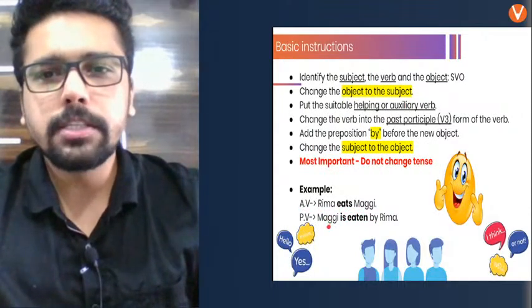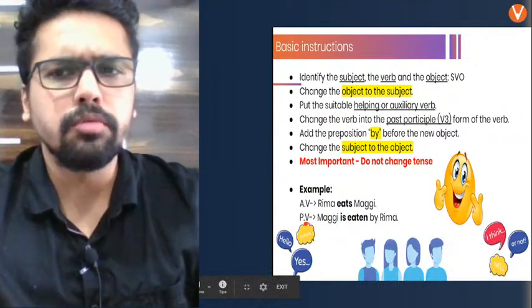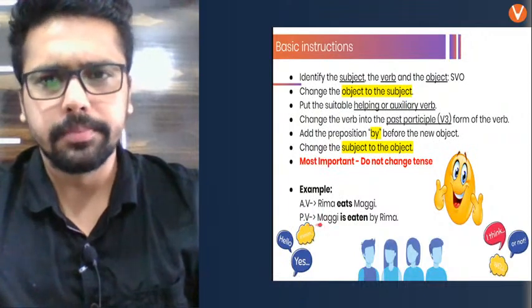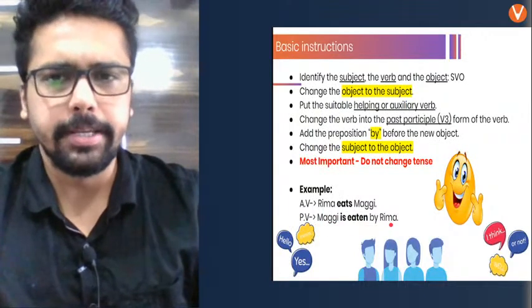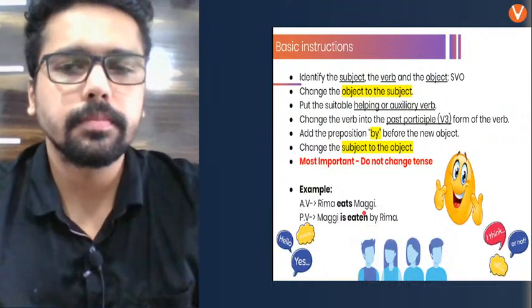Now, I change it to passive when I say Maggie is eaten by Rima. What I've written here, PV, is the short form, the acronym, for passive voice. Maggie is eaten by Rima. This is how the change happens.